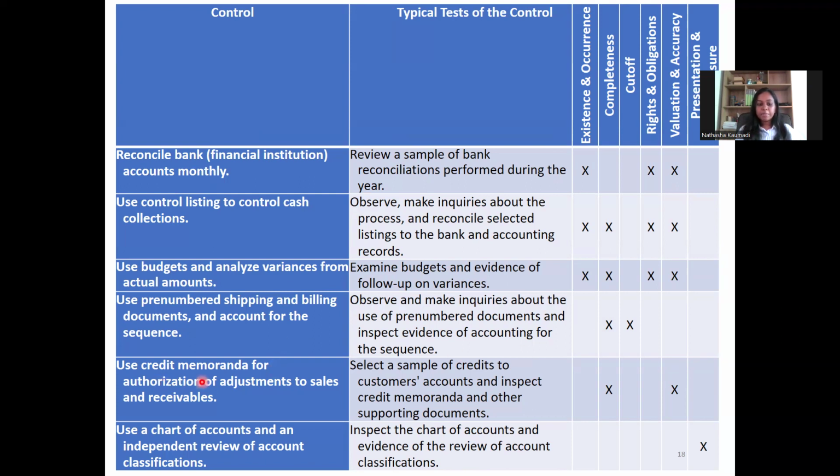Likewise, use credit memoranda for authorization of adjustments to sales and receivables. If you have to reduce or change the values, you need to use credit memorandums. So you can select a sample of credits to customer accounts and inspect credit memorandums and other supporting documents. Likewise, you can write many controls in the revenue cycle and with regards to trade receivables and understand what the tests of controls are and what assertions we are going to cover through these things.